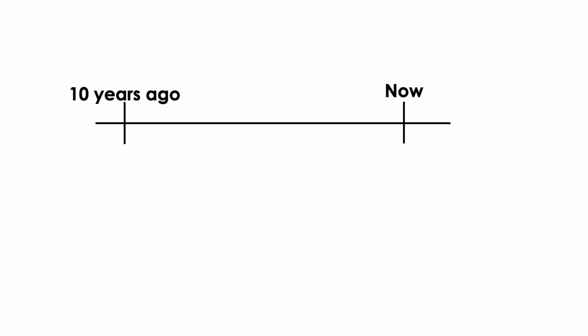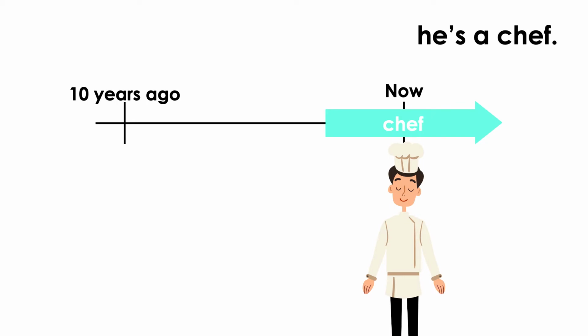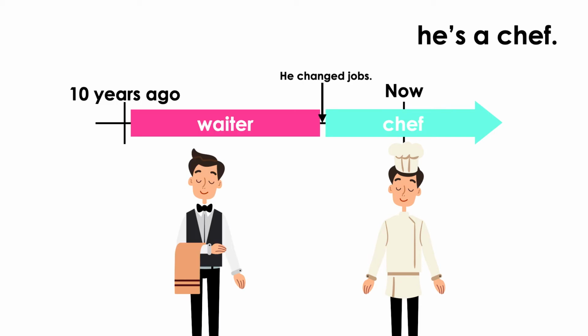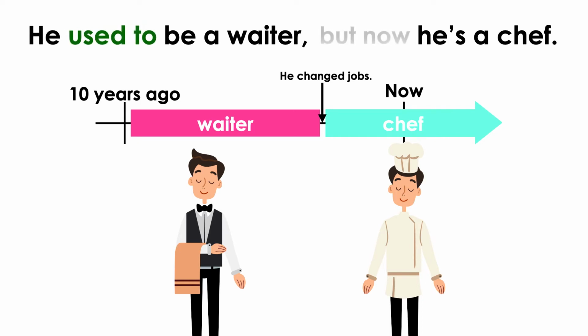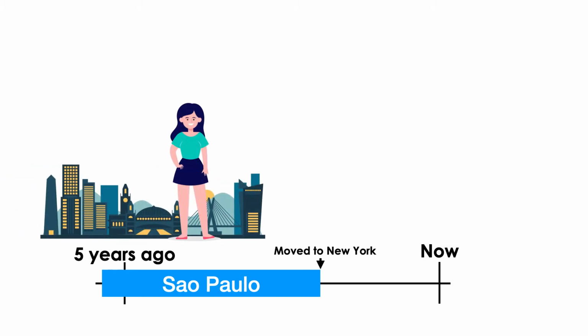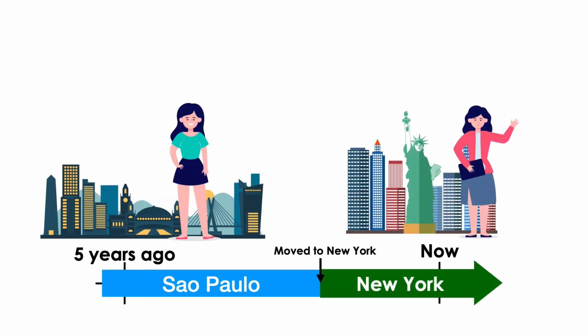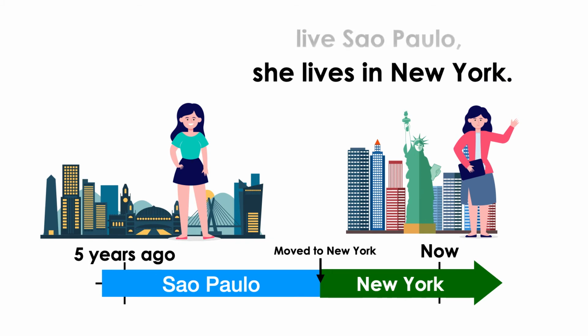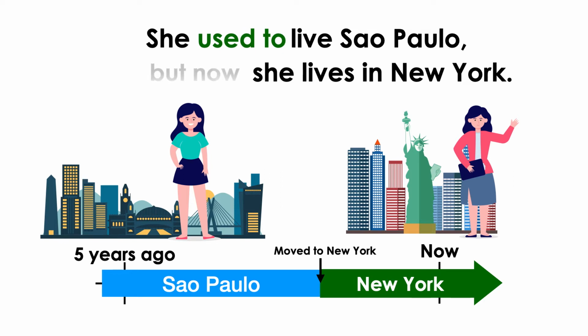Okay, so let's look at this guy here. He's a chef. But in the past, this was his job. He was a waiter. So we can say, "He used to be a waiter, but now he's a chef." She used to live in Sao Paulo, but now she lives in New York.